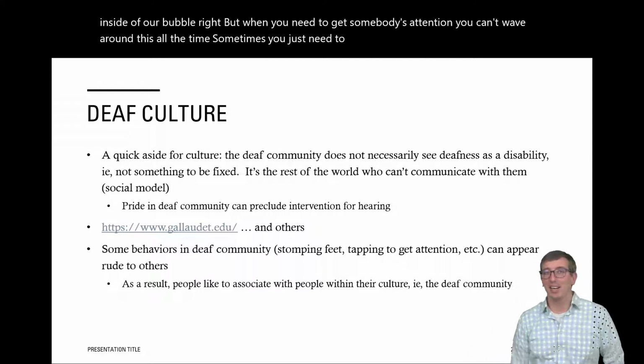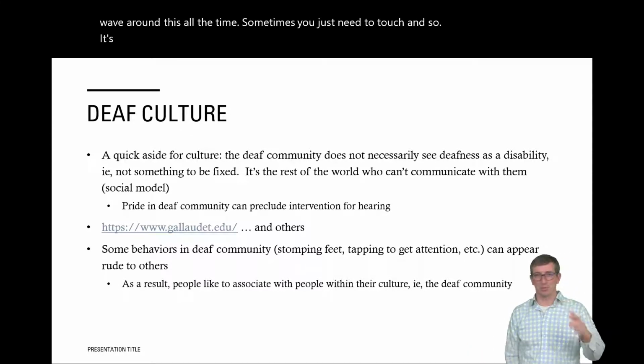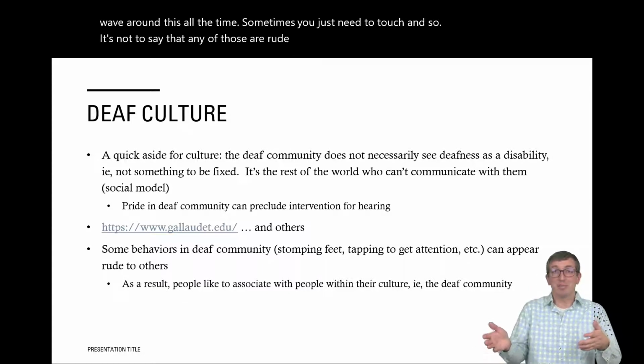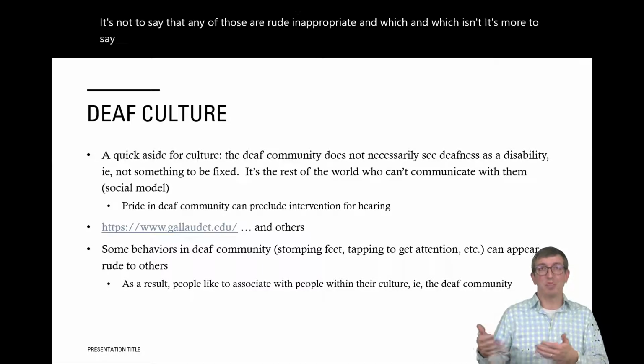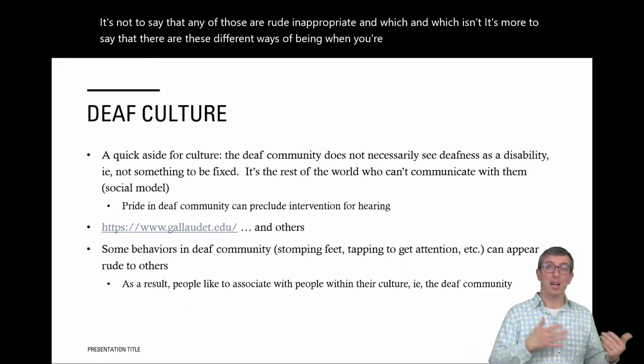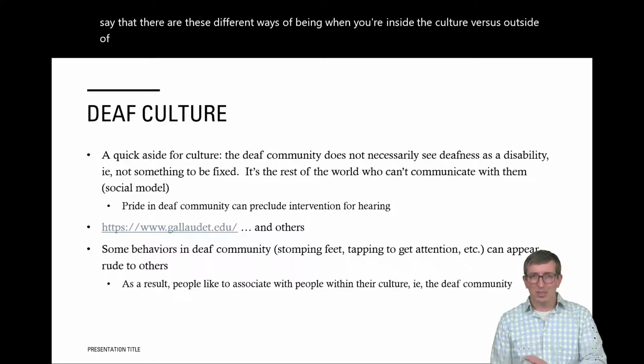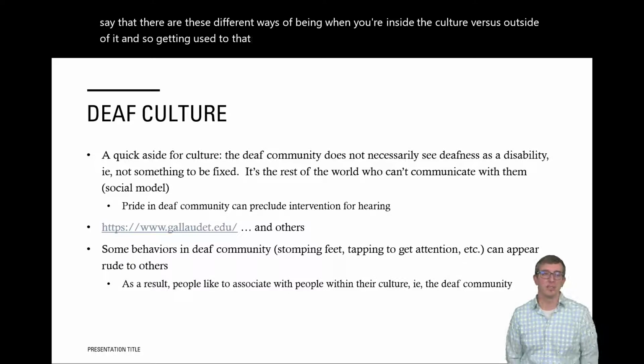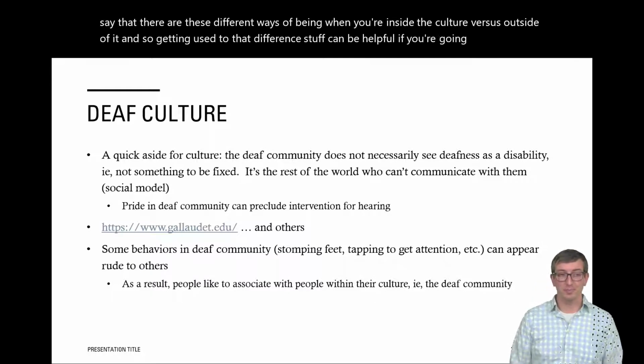Sometimes you just need to touch. And so it's not to say that any of those are rude or inappropriate, and which is and which isn't. It's more to say that there are these different ways of being when you're inside the culture versus outside of it. And so getting used to that difference can be helpful if you're going to work with folks.